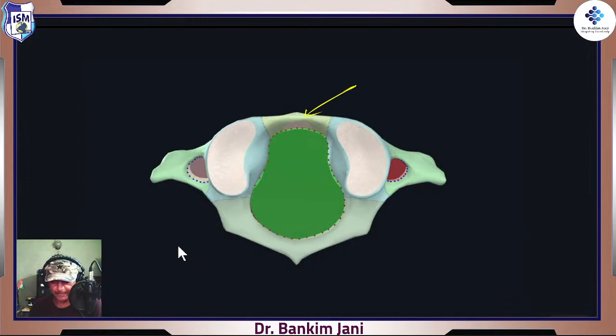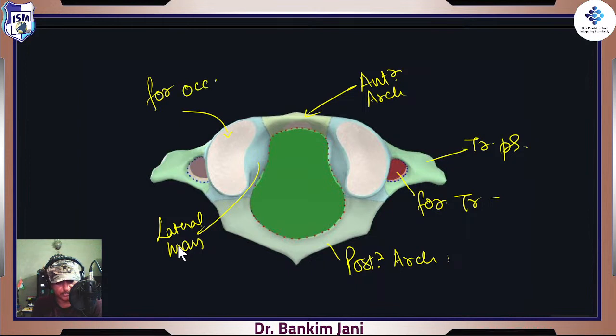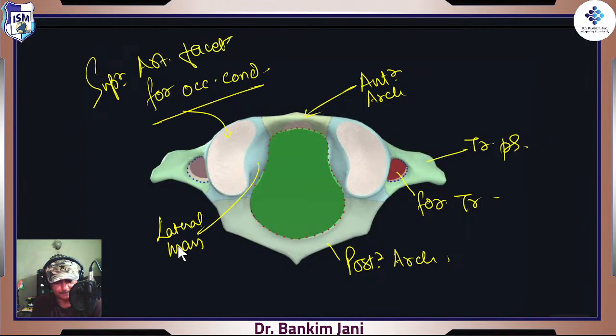This is anterior arch, right? This is transverse process, foramen transversarium. This is posterior arch, right? Then that's a lateral mass and done. And this is for those occipital condyles. These are the articular facets, right? Superior articular facets. Done.